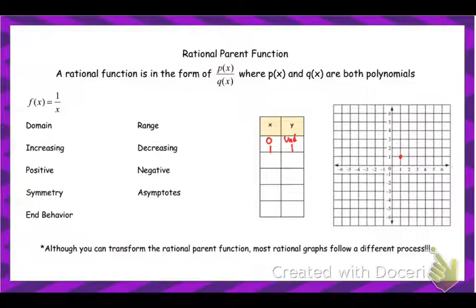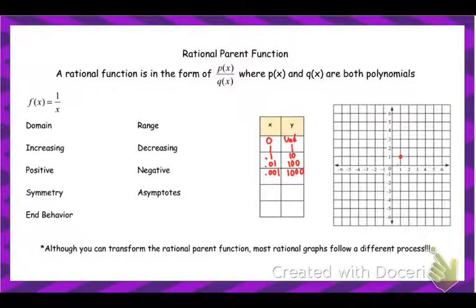Okay, well now let's get closer to 0. Let's do 0.1. 1 divided by 0.1, that's like 1 divided by 1/10. That gives me 10. All right, well, let's get closer to 0. Let's do 0.01. 1/100th. 1 divided by 1 over 100 is 100. Let's do 0.001. That would be 1 over 1,000, which is 1,000.